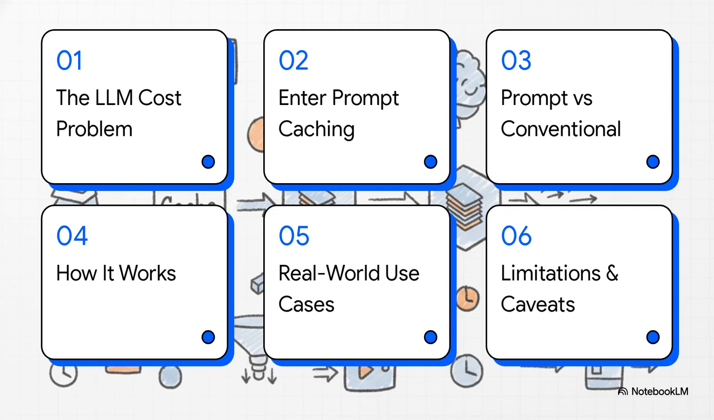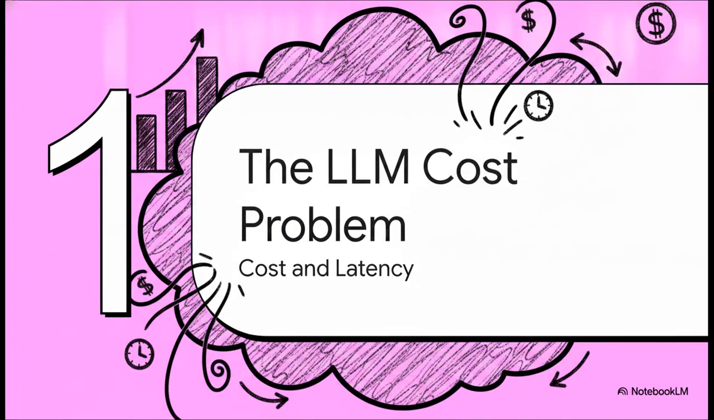Here is our roadmap for today. We'll start with the LLM cost problem, introduce prompt caching, and compare it to conventional caching. Then we'll break down exactly how it works, look at some real-world AI use cases, and wrap up with the limitations and key caveats. So, Section 1.